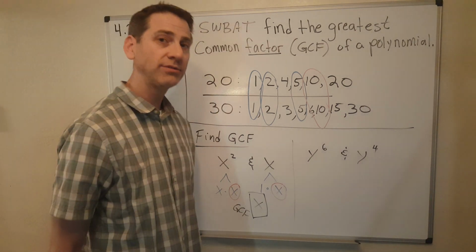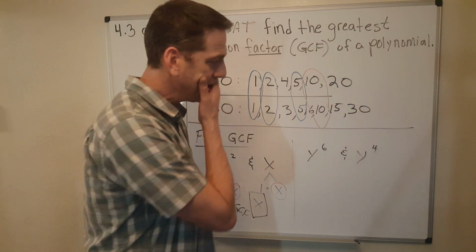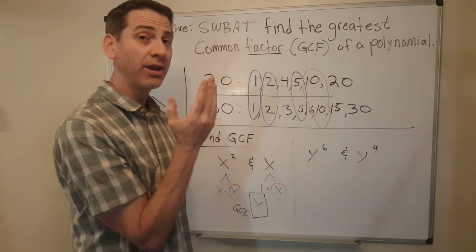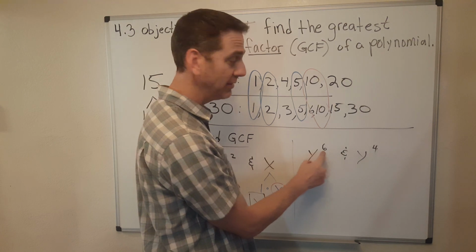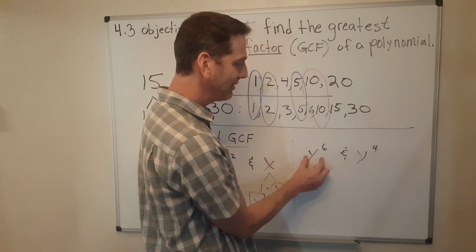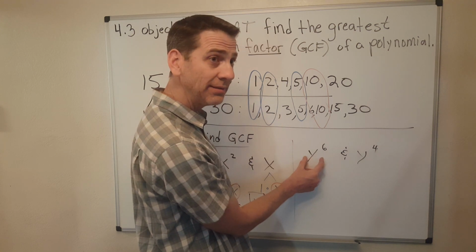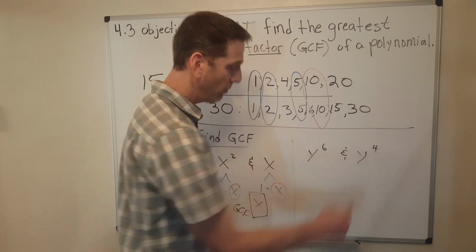What is the greatest common factor? Well, let's see here. An easy way to think about this is, well, this has 6 y's and this has 4 y's. Right? So this guy does have 4 y's plus 2 more, right? And he also has 4 y's.